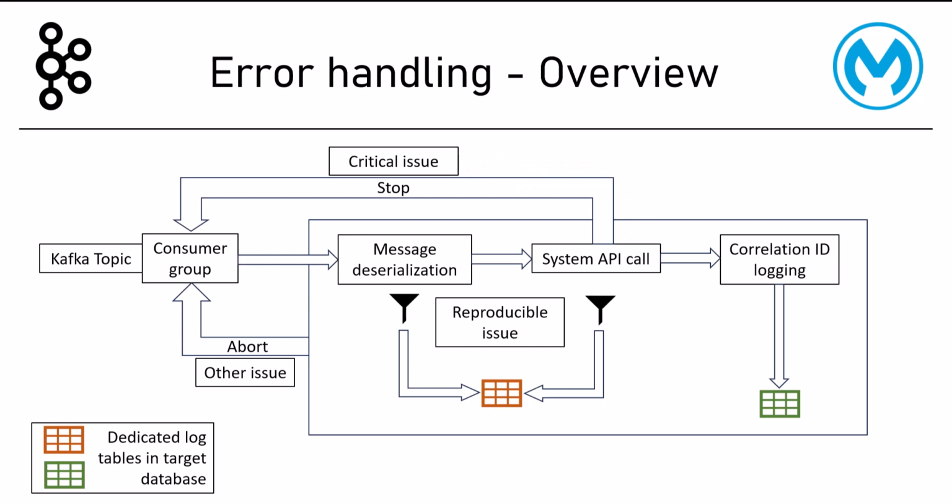And finally, I would like to point out the default error handling behavior, namely the abort of the actual API call. This means that in case of an irreproducible error occurring during the message deserialization or the system API call, or in case of an arbitrary error during another step in the consumption process, a retry for all messages that were included in the message batch of the failed API call will take place. As a result, every message will be eventually consumed or filtered.